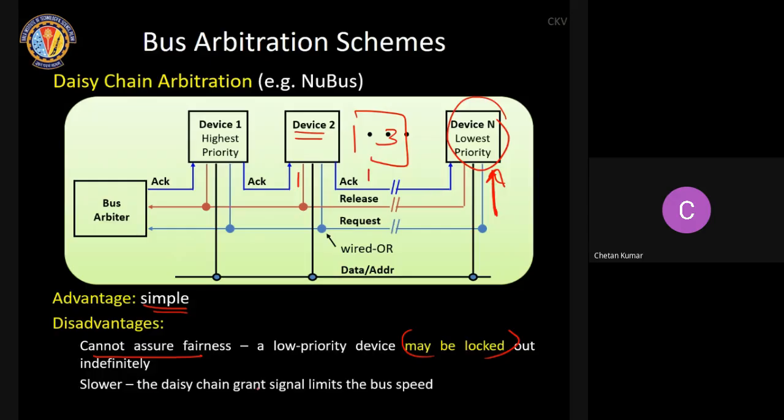It's slower. The reason it is slower is that the acknowledgement signal has to propagate through all of the devices, and so does the grant signal. Due to this, the speed of the bus will be limited. So this is one of the arbitration schemes, which they call the daisy chain architecture.